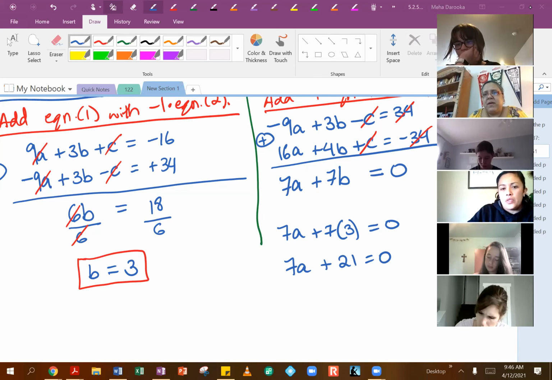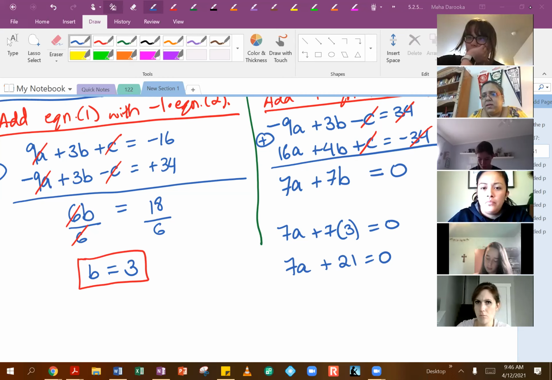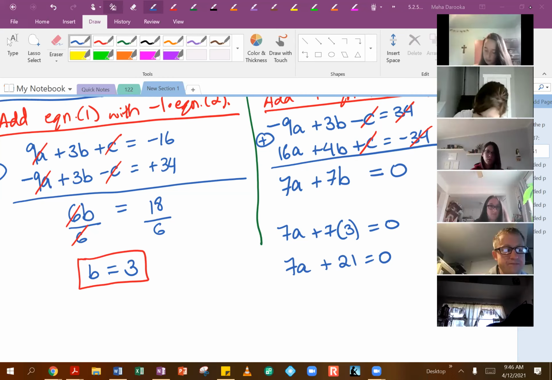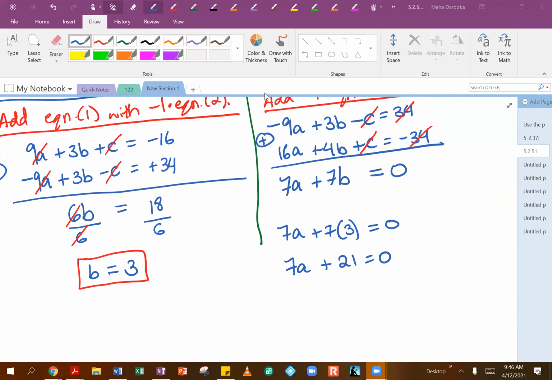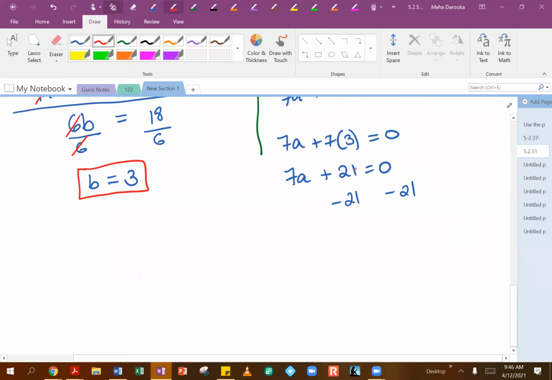So let me know once you have the answer for A. Alrighty, let's take a look here. I've got Cassie, Maggie, Eileen, okay, Megan, Tim, Katie. Yeah, very nice, guys. So all you have to do is move your 21 to the other side. Alrighty, very good. And then of course divide by 7. So this guy cancels out here.